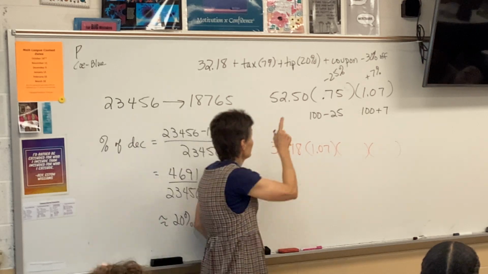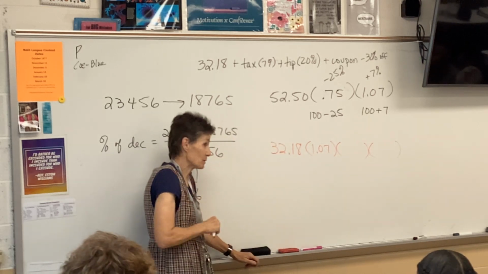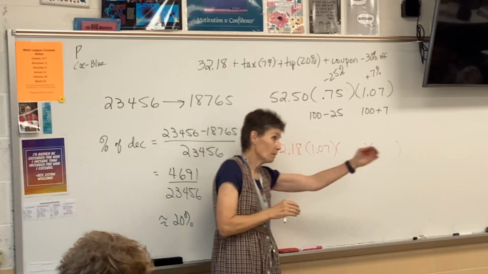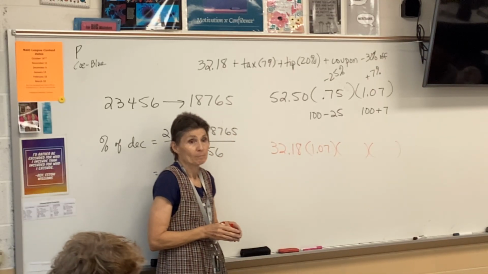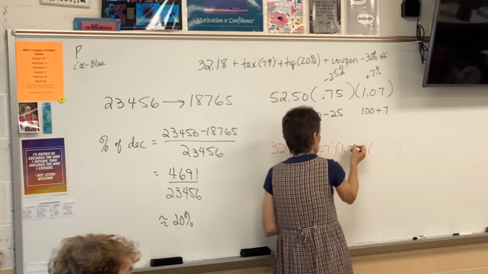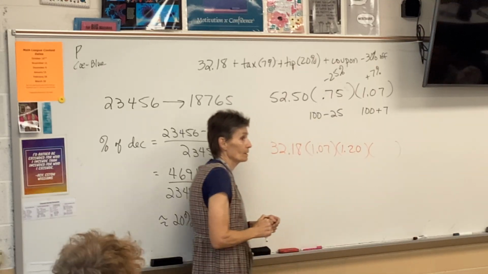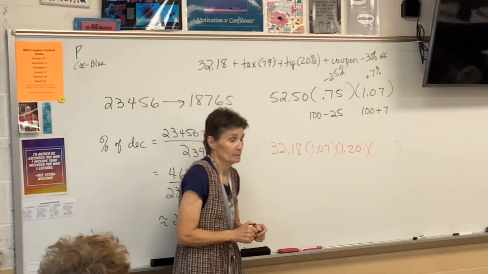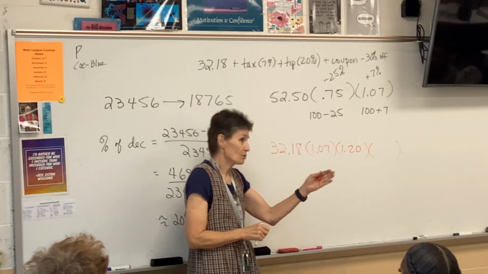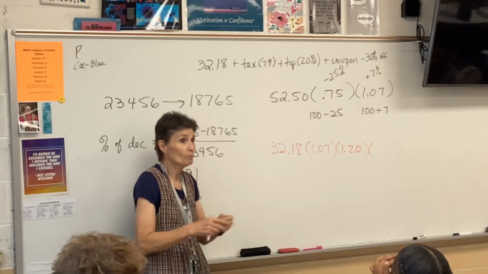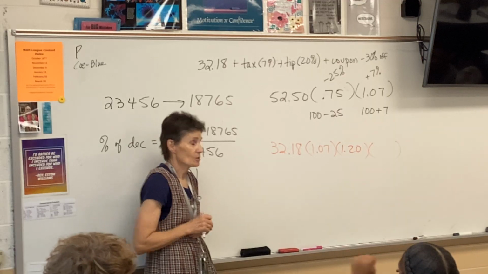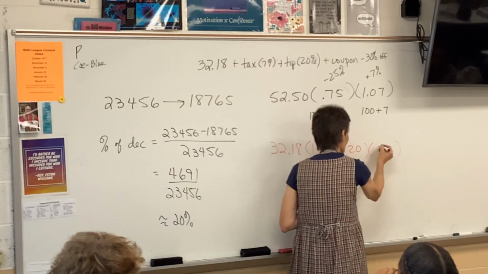Now the tip, 20%. It's either 100 plus 20 or it's 100 minus 20. Which is it? Plus. 1.20. Yep. And then a coupon. It's either going to be 100 plus 30 or 100 minus 30. It'll be minus because a coupon comes off, so that's going to be 0.7.